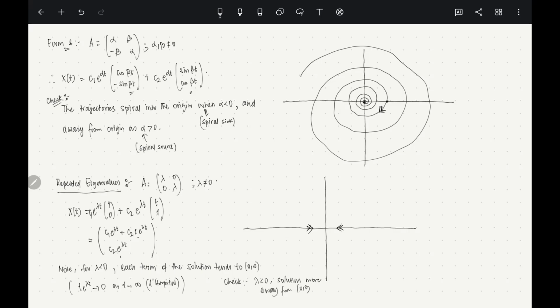Is it okay? Now the thing is this, we want to see what happens in this case when C1 and C2 are non-zero. This part I want you to check yourself. Please check this part. If C1 and C2 are both non-zero, then does the solution tend towards or away from the origin?